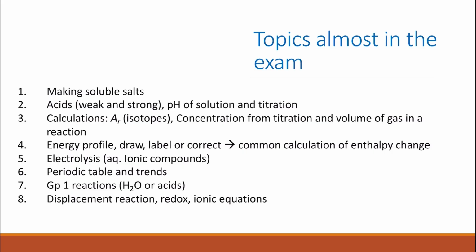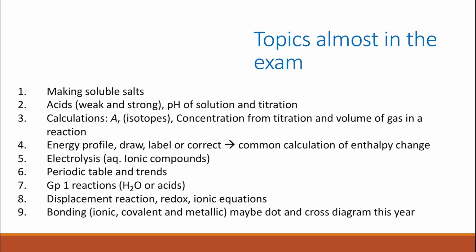And then displacement reactions as a type of redox reaction. So a displacement reaction is when a metal displaces another one from its salts. And when they ask about that, usually they're going to ask about redox: which one is oxidized, which one is reduced, and why, and also ask you to complete an ionic equation for the displacement reaction.